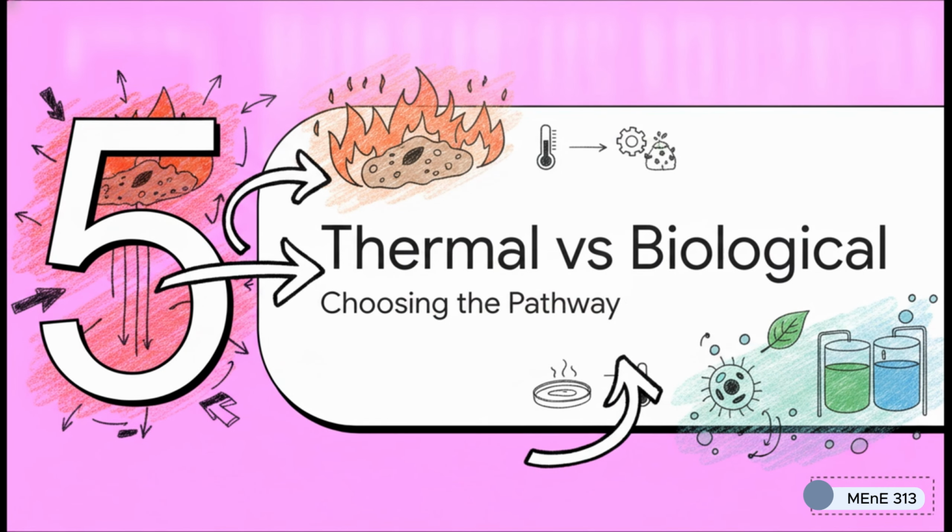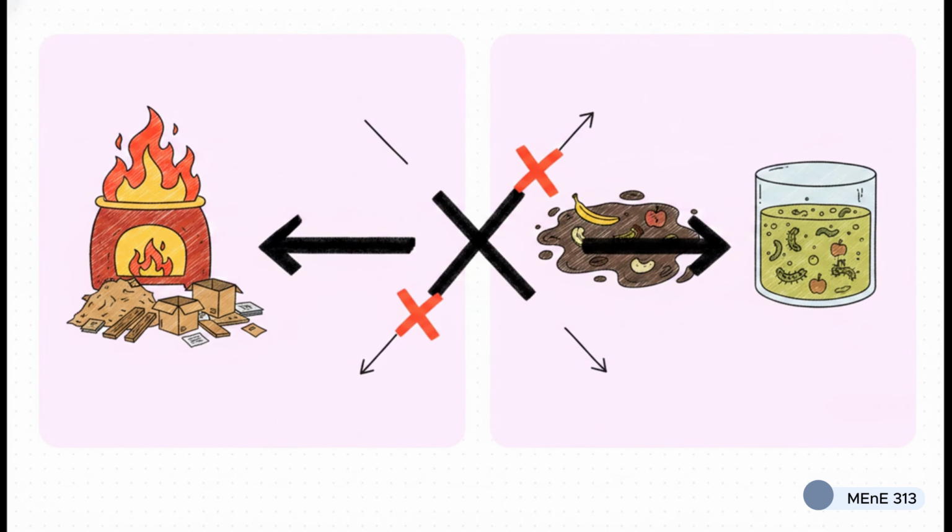Section 5, Thermal versus Biological Pathways. And now we've hit the critical junction. The data is forcing us down one of two fundamentally different engineering routes. This is the core cause and effect relationship for this entire module. The physical properties dictate whether we use high temperature oxidation for dry wastes or microbial digestion for wet organics.